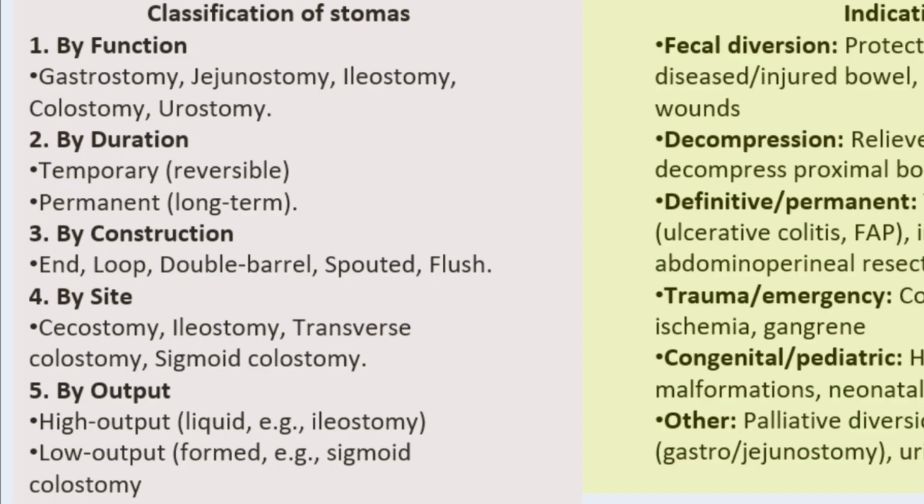Then we can look at them by their construction, where we have the end, the loop, the double barrel, and some other people can talk about the spouted and the flush stomas, but we shall mainly focus on the end, the loop, and the double barrel because these are the most common. Then by site, we can have a Colostomy and Ileostomy, we can have a transverse colostomy, sigmoid colostomy, and so forth. Then by output, we can have the high output stomas and the low output stomas, and I'm going to explain just that as we go on in this video.